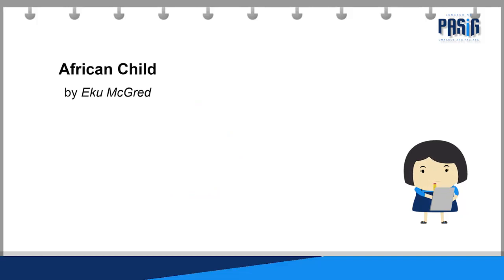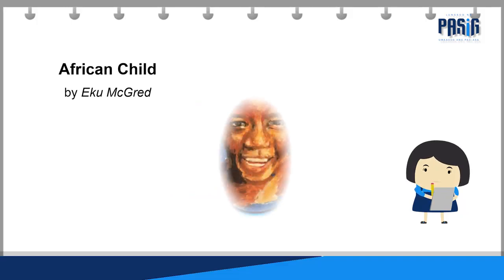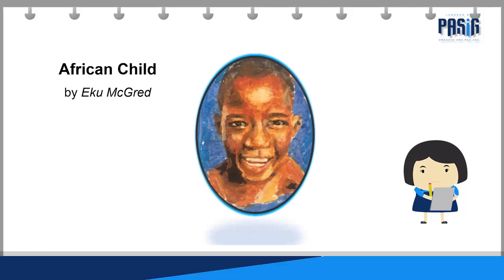African Child by Eku McGregor. I am an African child, born with a skin the color of chocolate, bright, brilliant, and articulate. Strong and bold, I'm gifted, talented enough to be the best. I am an African child. Often the target of pity, my future is not confined to charity. Give me a dream, a door of opportunity.